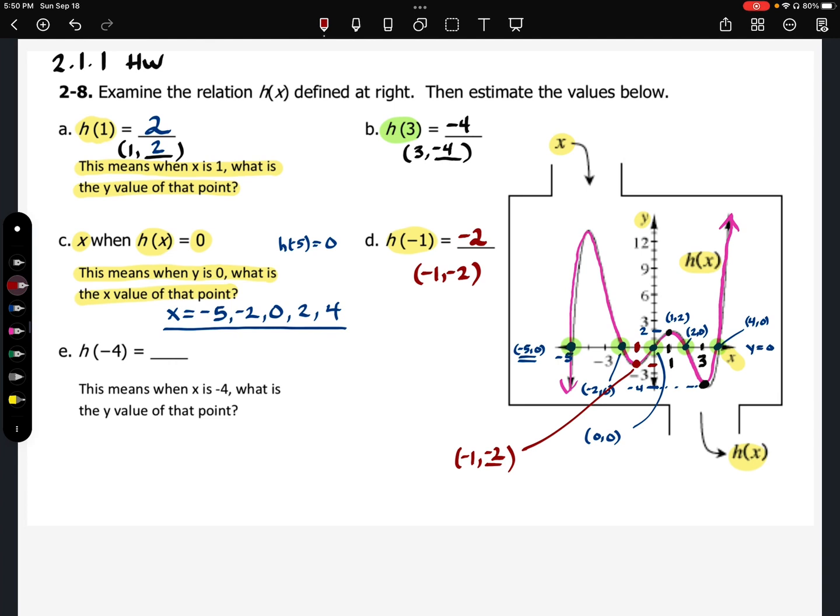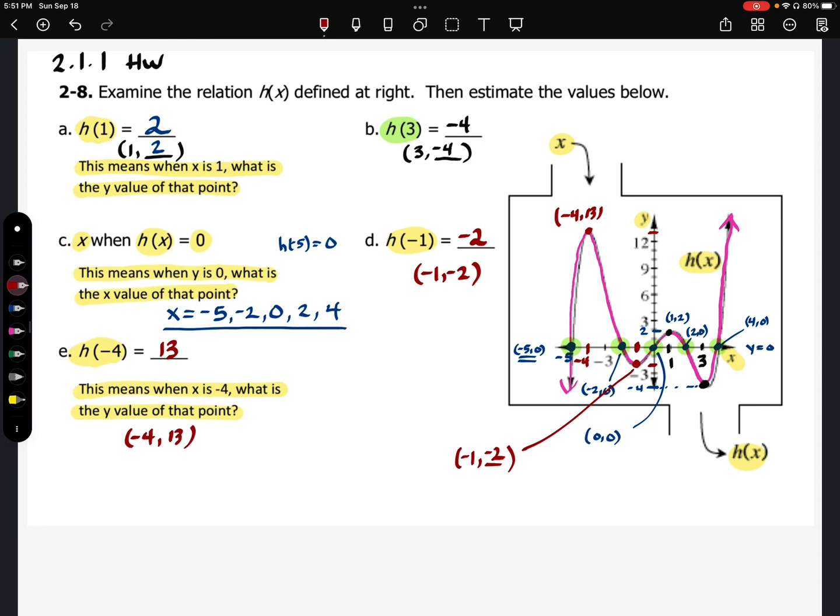And then let's look at E. It says when our input is -4, so when x is -4, what is the y value? As we look at this one, I'll use red again. Here is where -4 is. And if we estimate on our graph, it looks like it goes all the way up to about here, which I'm going to estimate to be the point (-4, 13). So when we plug in -4, we get 13 out. So h of -4 equals 13.